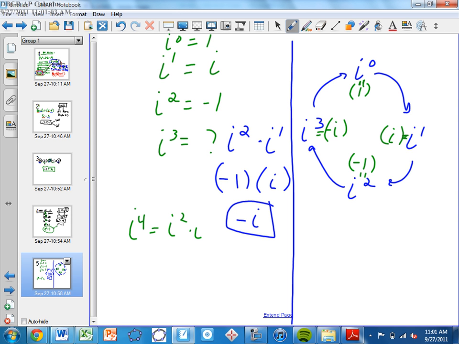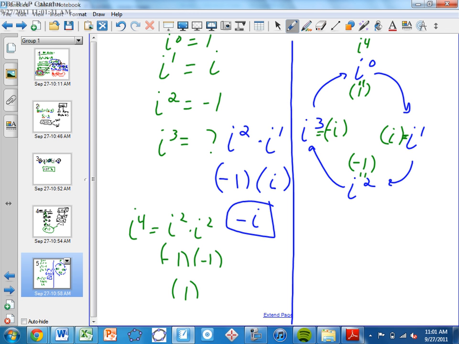So look at i to the 4th. If you break up i to the 4th into i squared times i squared, each is -1. So this is really -1 times -1. Well, what's negative times a negative? So i to the 4th is really +1. So that means that i to the 4th is really the same thing as i to the 0, because we just said that i to the 4th is really 1, but 1 was up here.